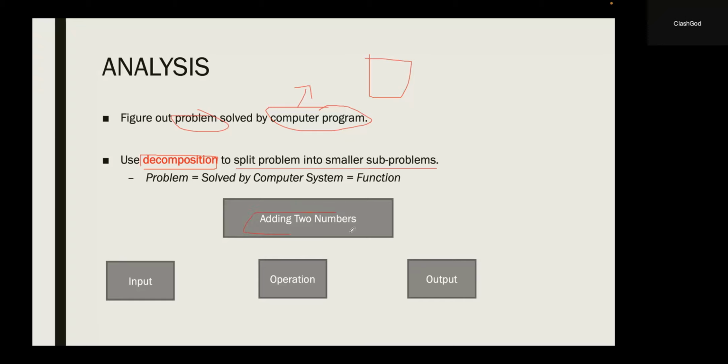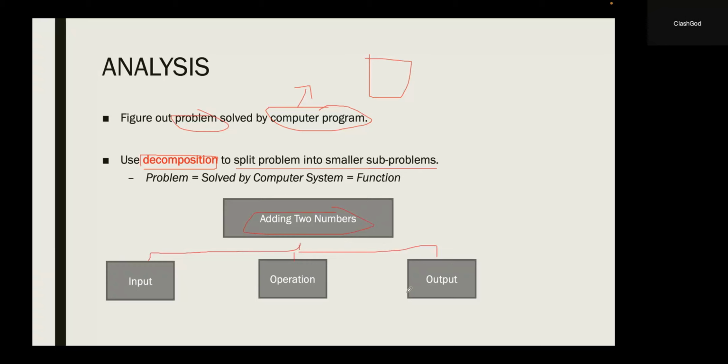Now, adding 2 numbers, how do we do that, right? This is the problem we need to solve. Now we split this problem into smaller subproblems. So here I split them into 3 problems. First, we need to input numbers. Second, we need to operate, so we need to add the 2 numbers together. And third, we need to output the answer or the sum of the 2 numbers. So here what we have done is we have split a big problem into 3 smaller problems.